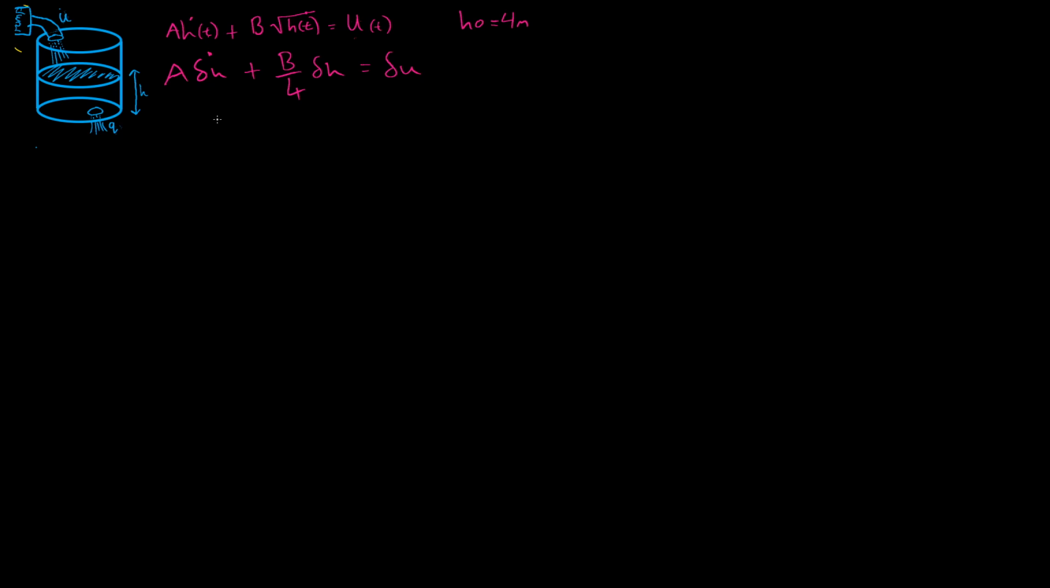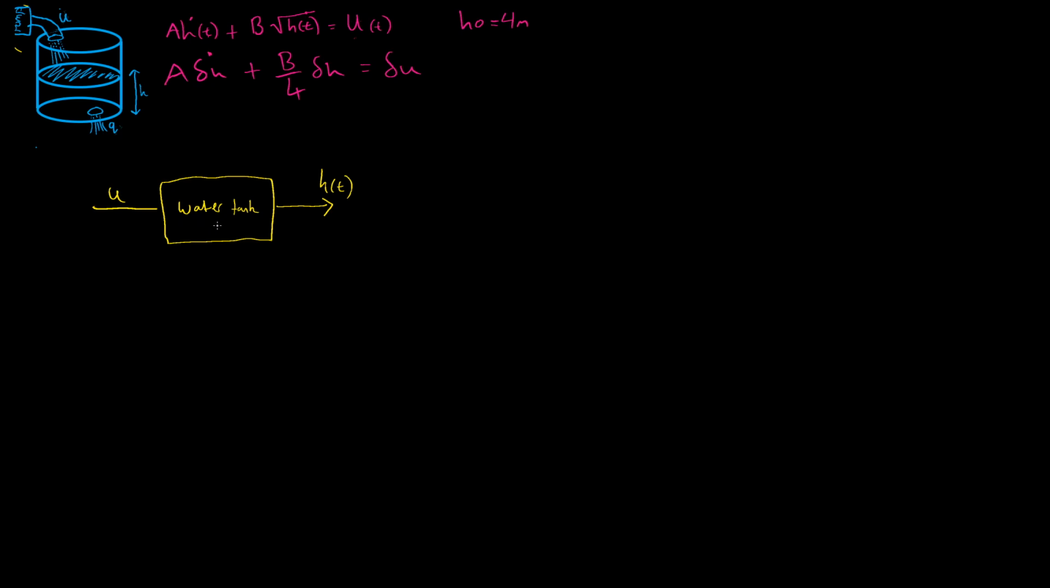So there's 2 ways we can do this. The first way would be to treat the system like we have our input U, and then we have our water tank. And from the water tank, we can measure the height of the water.